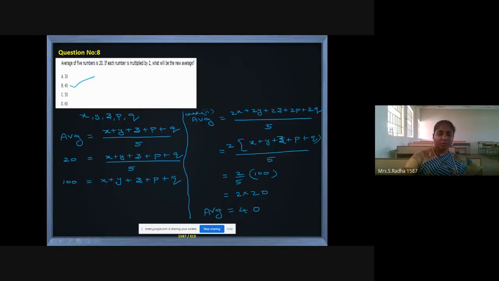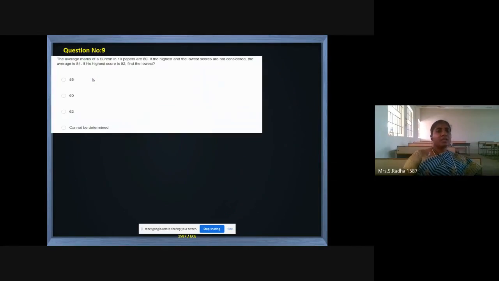Okay. Now I am going to the next problem. The average marks of Suresh in 10 papers is 80. If the highest and lowest scores are not considered, the average is 81. If his highest score is 92, find the lowest. So first what we will do, he is attending 10 papers.